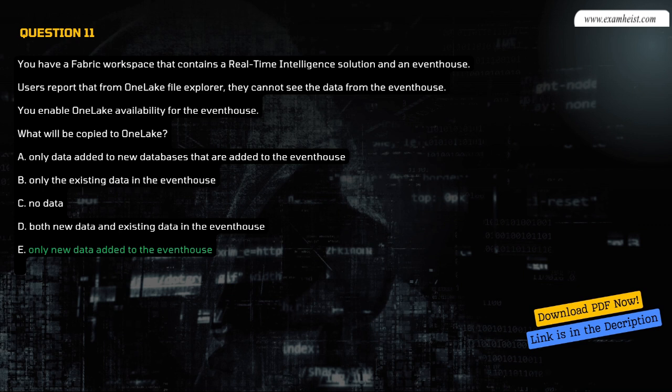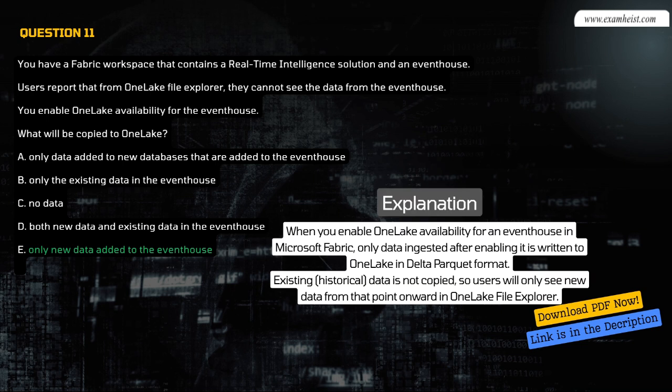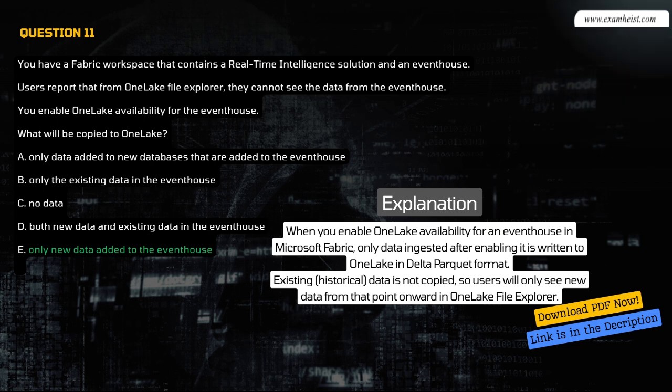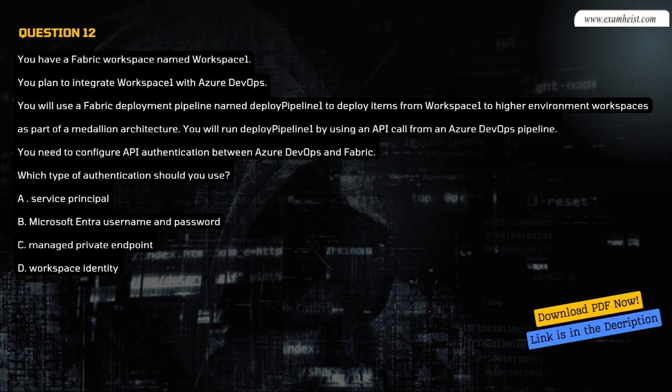Only new data added to the event house. Explanation. When you enable OneLake availability for an event house in Microsoft Fabric, only data ingested after enabling it is written to OneLake in Delta Parquet format. Existing, historical data is not copied, so users will only see new data from that point onward in OneLake File Explorer.